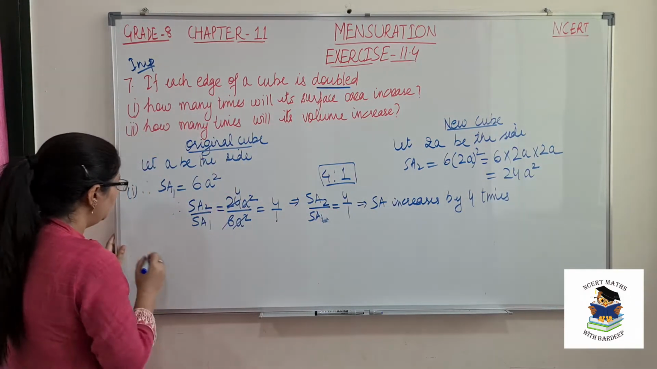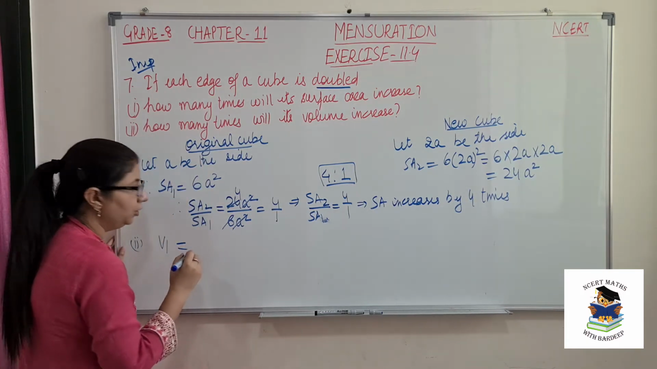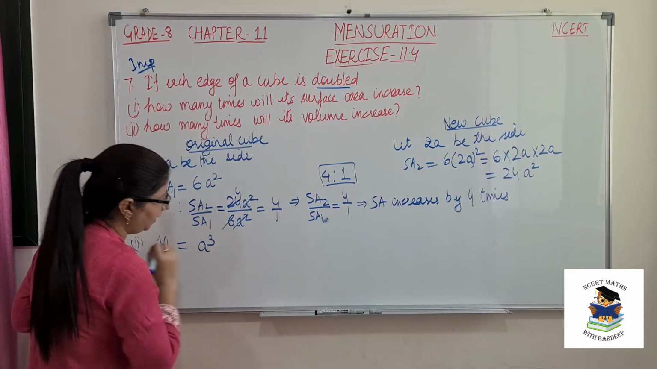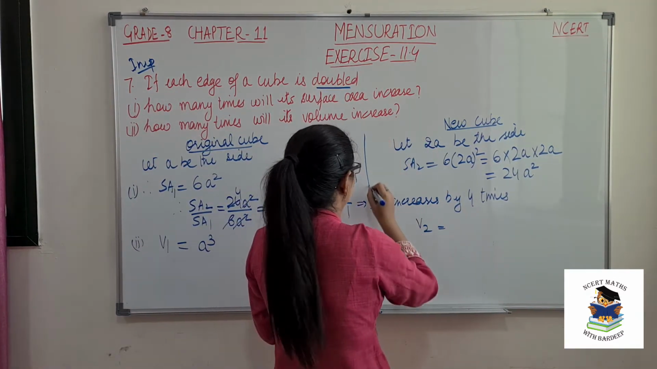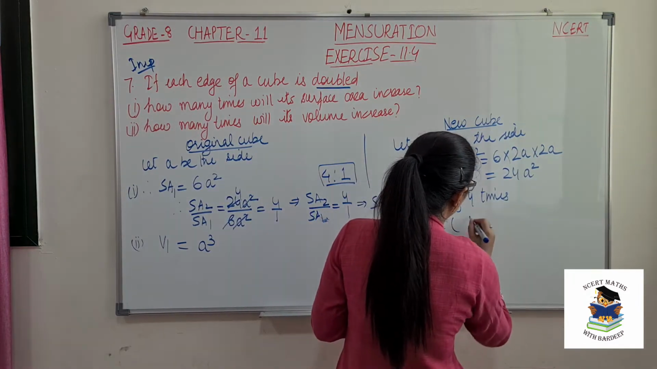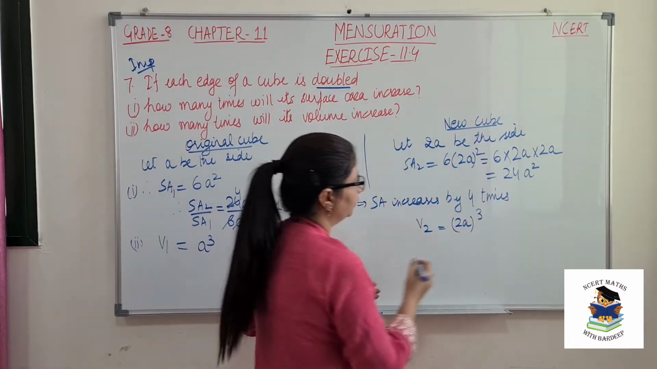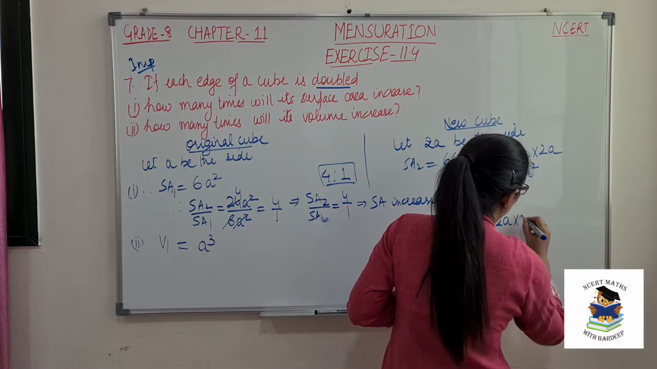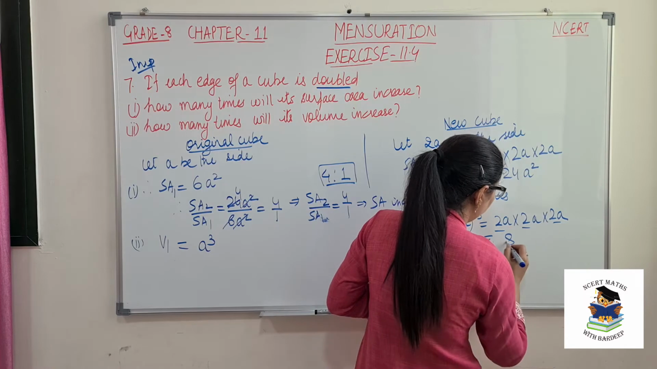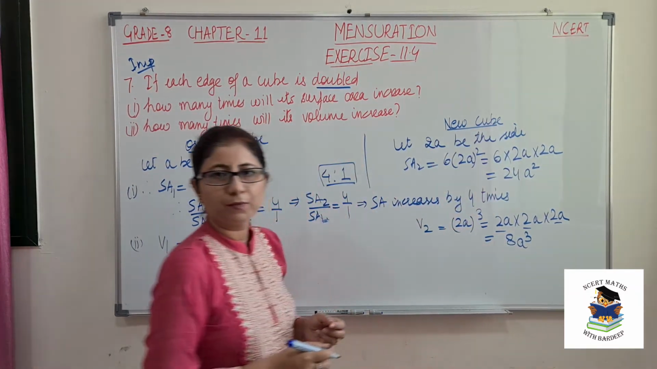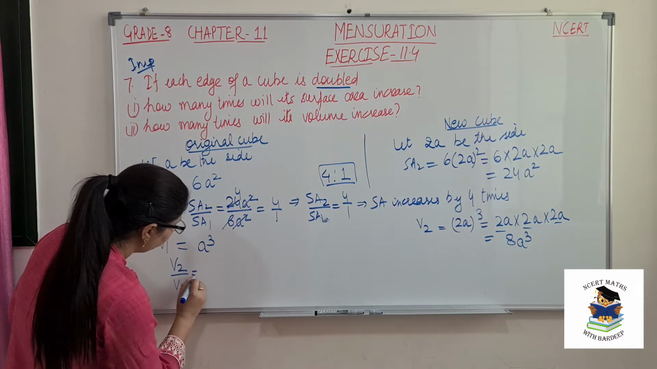Now let's see volume. So what is volume of the original cube? Volume is A cube. So I will write A cube here. So here in this case, what should be the volume? Volume should be side whole cube. So side is 2A whole cube. This is 2A into 2A into 2A. So 2 into 2, 4. 4 into 2 is 8. So 8A cube.